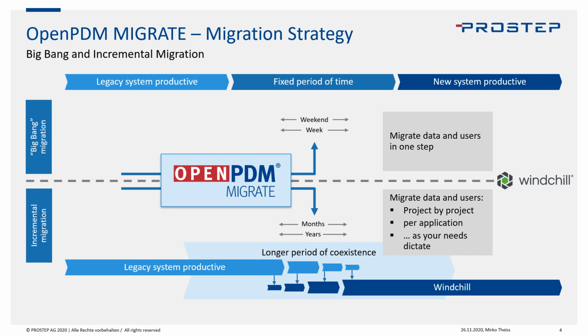So as a strategy, you could approach this with either a big bang style migration that might be a week or a weekend to migrate all the users and all the data within one step. Or you could do an incremental type of migration or transactional migration that leaves both systems productive during the transition, and then move the data and move the users over time as your needs dictate.